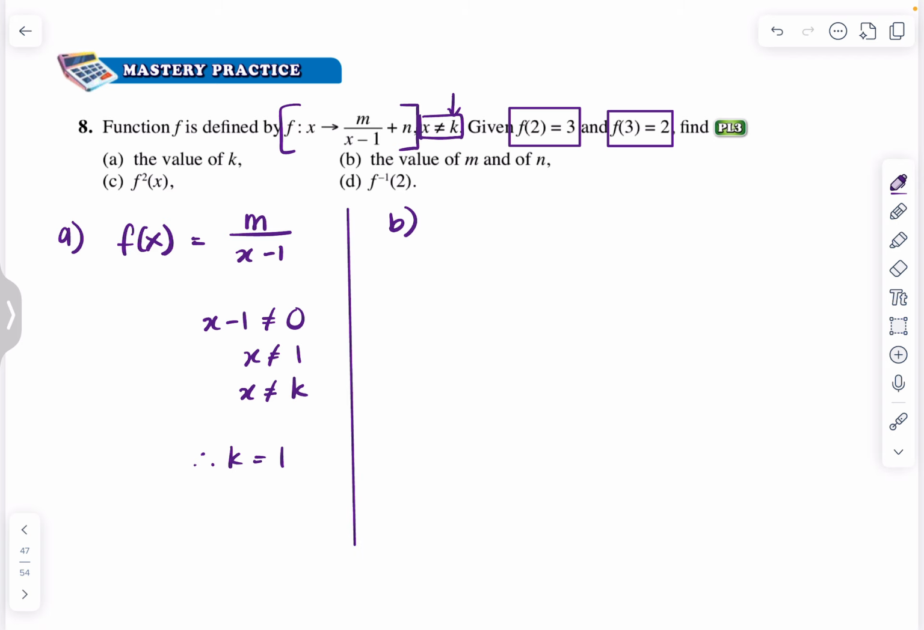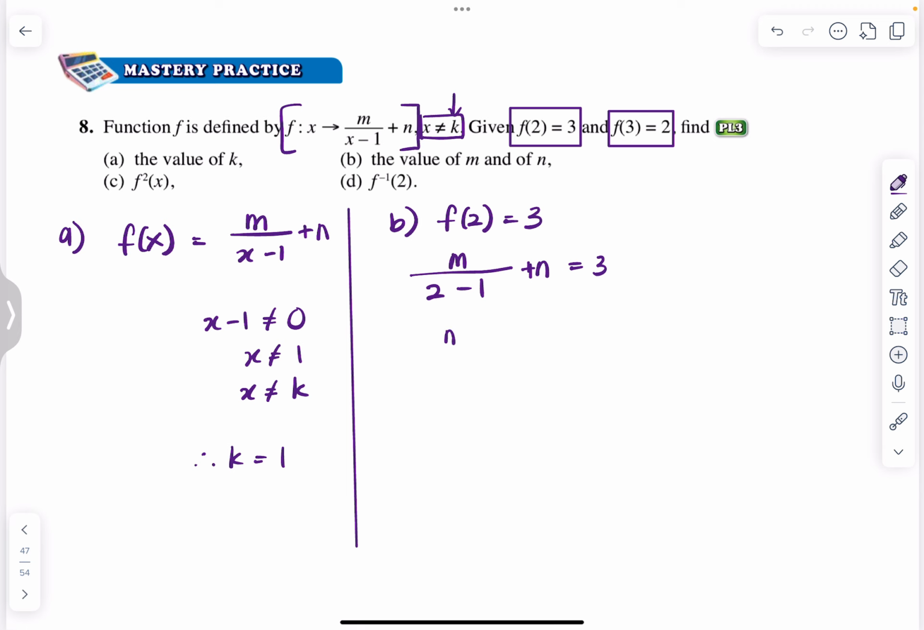Part B. The value of m and of n. Okay, so we need to find m and n. Oh, I forgot to plus n here. Okay, so f(2) is 3. So if we sub the 2 here, we will get 3. So m over 2 minus 1 plus n must give us 3, because this is f(2). So 2 minus 1 is 1, so that means m plus n is 3. Equation number 1.